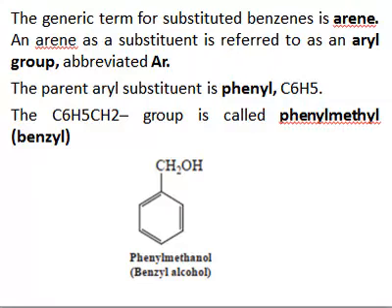So this is the general description. Whenever benzene is substituted, it's called an arene. If benzene is acting as a substituent, it will be called an aryl group and is represented by Ar. But if a substituent is attached to the benzene ring, then the benzene is called phenyl and is represented by Ph, right? Now if a phenyl group is attached to a CH2 group, this fragment is known as phenyl methyl, or it's known as the benzyl group.